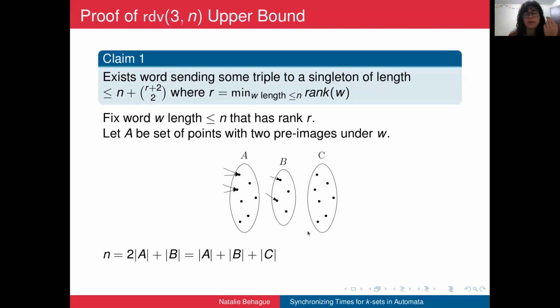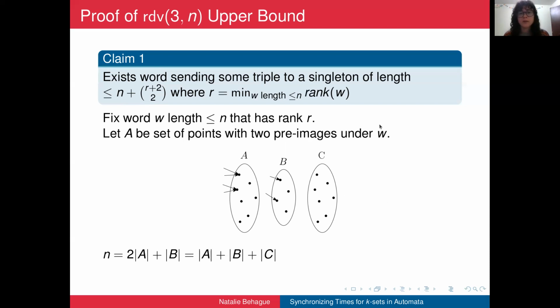So we know that the size of n is all of the set of states, A plus B plus C, but we also know that n, which is the total number of states, is twice A plus B, because if you look at the pre-images, everything gets sent to something. Oh, I should say at this point, if W itself sent a triple to a singleton, then we would already be done. We'd already found a word of length at most n that sent a triple to a singleton. So we can assume that it only sends pairs to singletons and never triples.